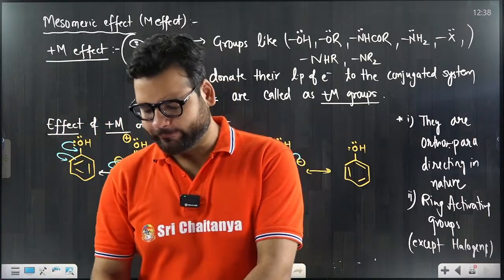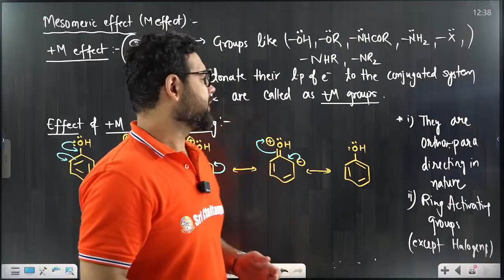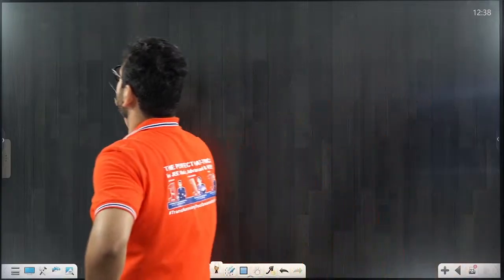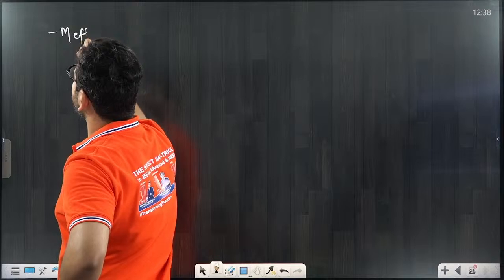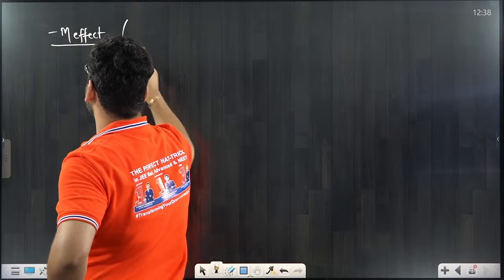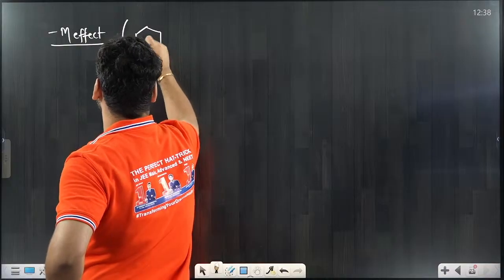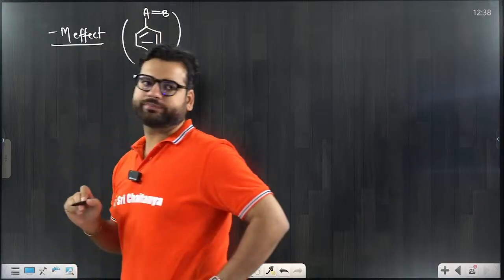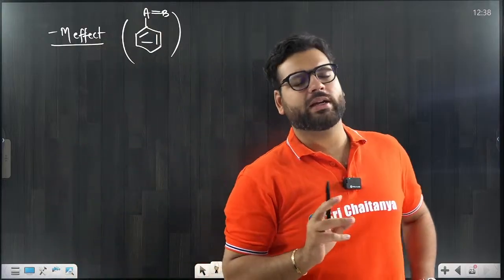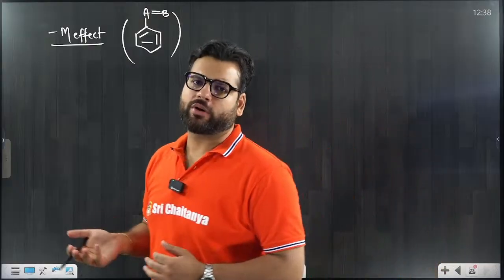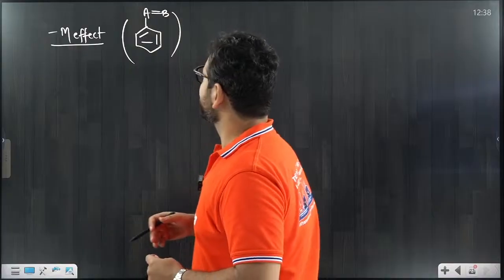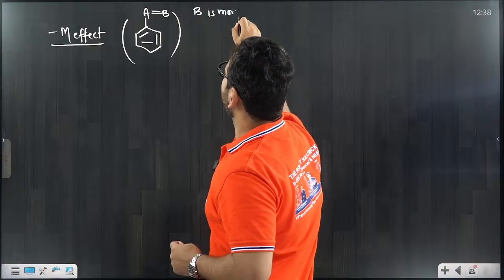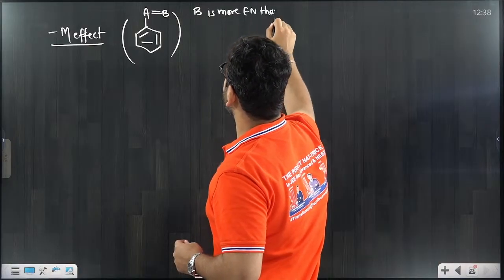So two things about plus M I have told you. Same way, two things about minus M now. The final topic for today is minus M effect or minus M groups. Easy to remember, beta, whenever the benzene ring is attached to any group which is of the type A double bond B or A triple bond B, where the directly attached atom does not have a lone pair but it has a pi bond, and B is more electronegative than A.